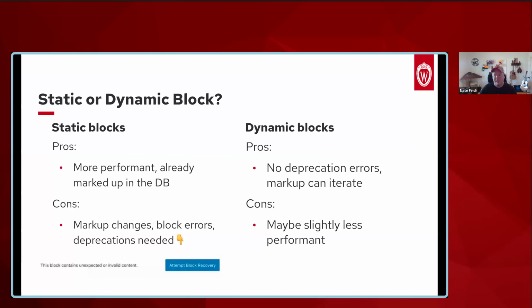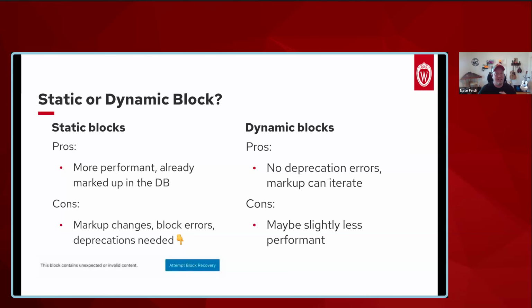So there are plenty of pros for doing static blocks. A couple of those are that it's more performant, and that the markup is already in the database there. So like I said, if you don't have to make basically a database query and compute for that, you already have the markup, it can just be returned. However, the big con that we just couldn't get past for sure was that markup, when you change the markup, so if you're going through and you're developing these blocks, you're learning how to use local, or you're learning how to develop these blocks, you're going to make changes, right?